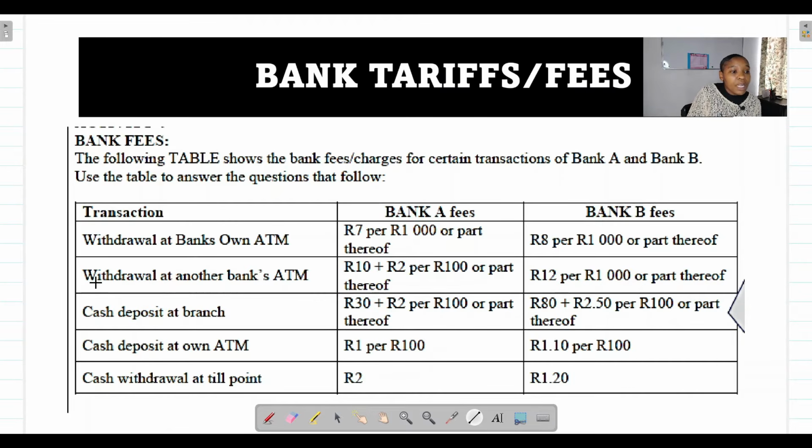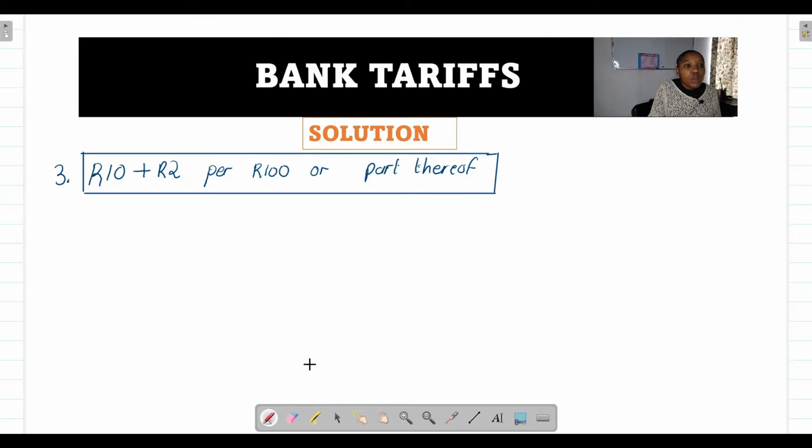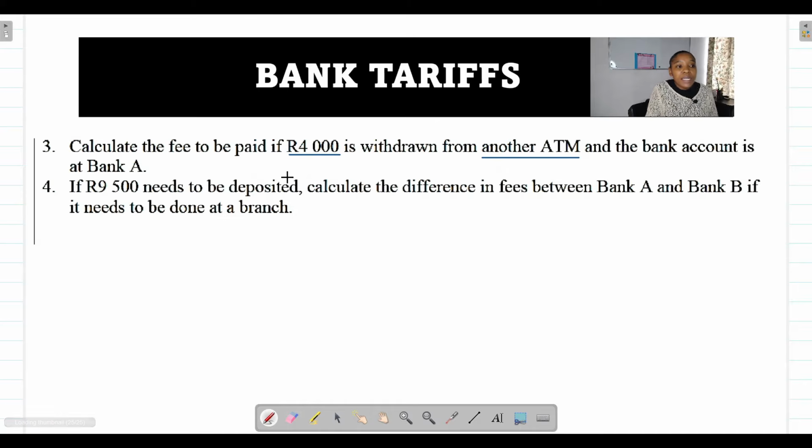All right, so we're told that it's a withdrawal at another bank's ATM, and then we are told that it's Bank A, right? So we're going to be focusing on this section here. Okay, right? So that tells us the bank fees is 10 Rand plus 2 rand per 100 rand or part thereof. And then we are told that in this case, you've basically withdrawn 4,000.